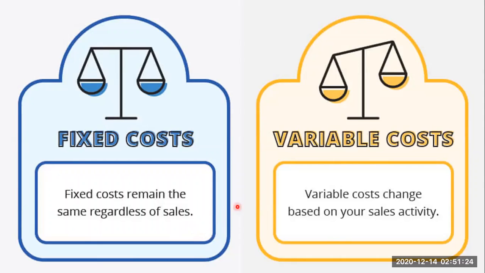And going to the yellow chart on the right, when talking about variable costs, they are going to depend on the production. More production, more costs. All right, so variable costs change based on your sales activity. The more you sell, the more cost you have.